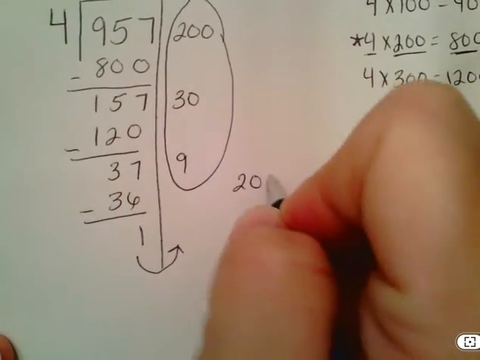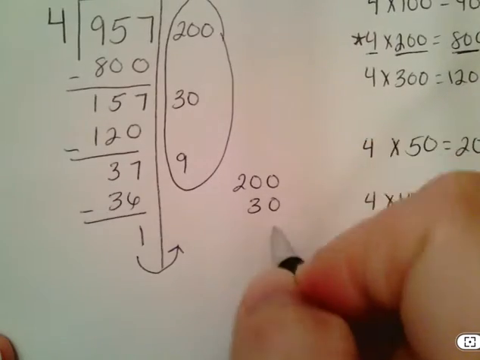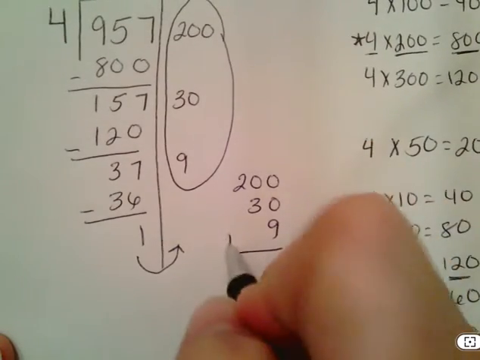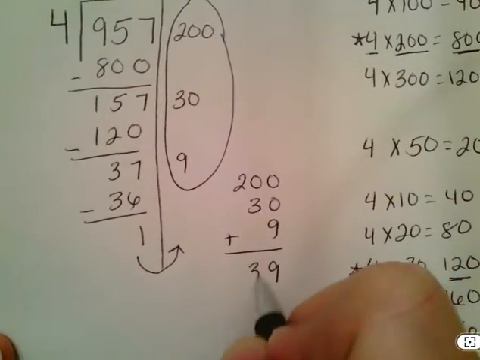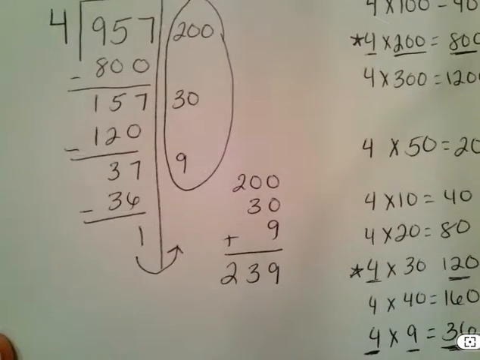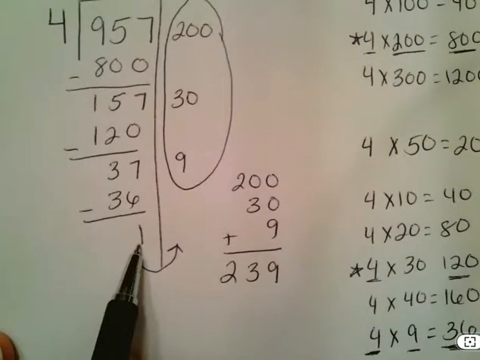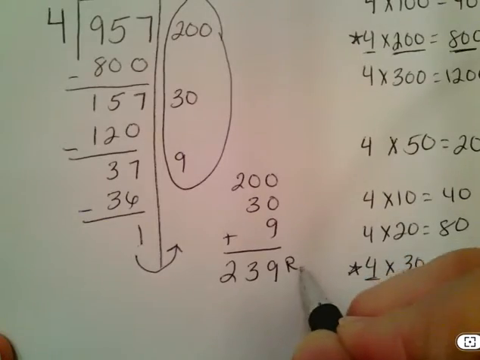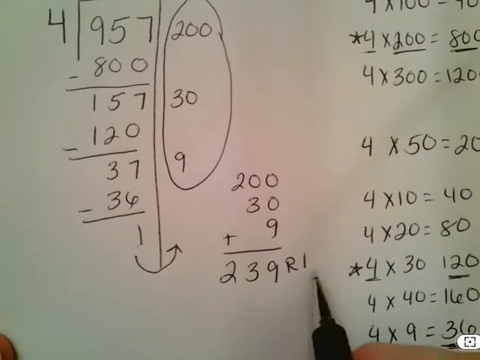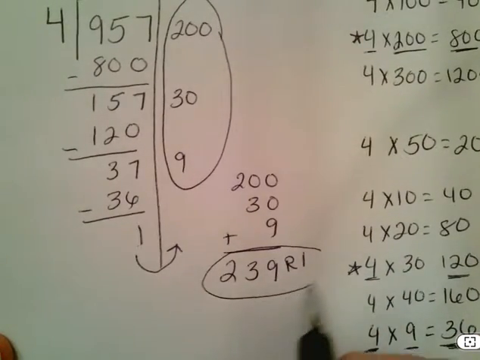So when I have 200 plus 30 plus 9, I'm going to have 239. So now I have this remainder still. So my answer is going to be 239 with a remainder of 1.